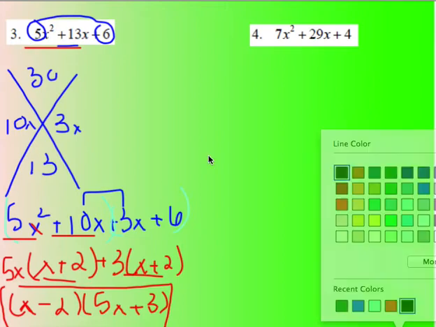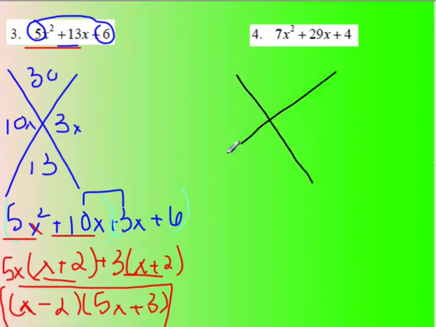All right, so taking a look at number 4. Can we take out a greatest common factor? Nope, no we cannot. So we're going to do 7 times 4, which gives us 28. So we're multiplying to 28 and adding to 29. These types of problems trip students up a lot because they try and put the bigger number out here. That's not necessarily always how it works. A times C goes up here.